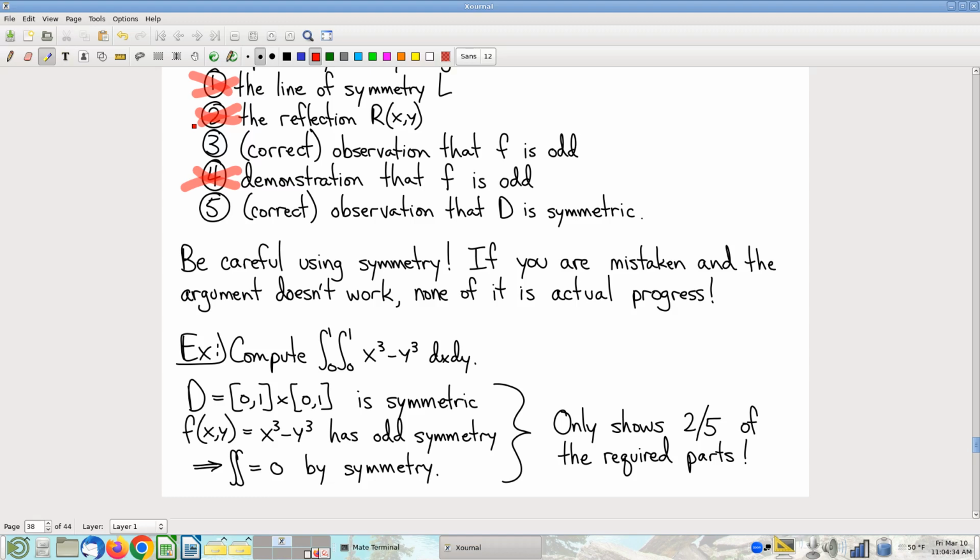So this student's done 2. The student has observed that f is odd and has observed that the domain is symmetric. So the student has done 2 of these 5 required. So I would expect, what would that be? 8 out of 20 on this, or 4 out of 10, because the argument just isn't there completely.